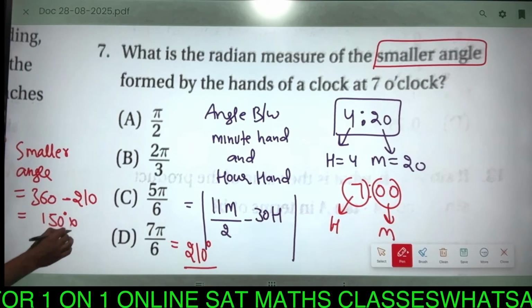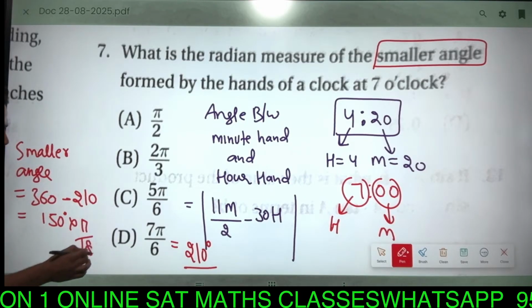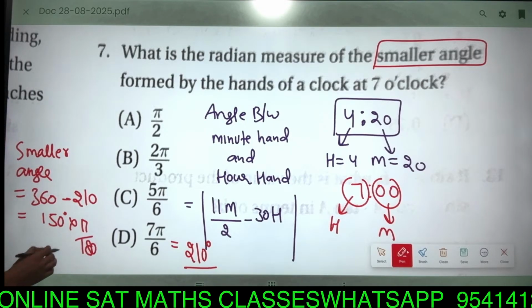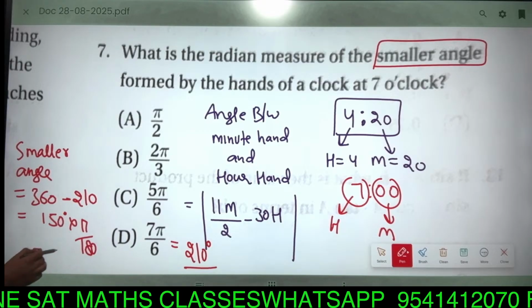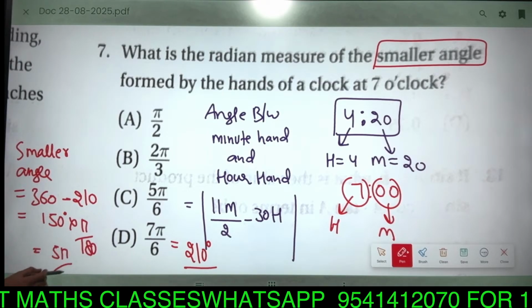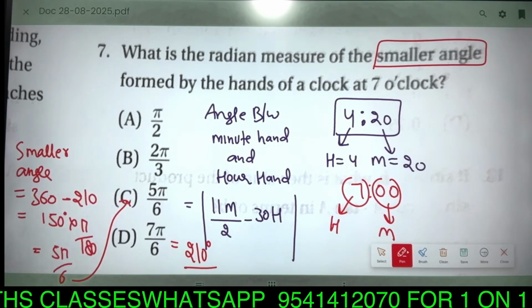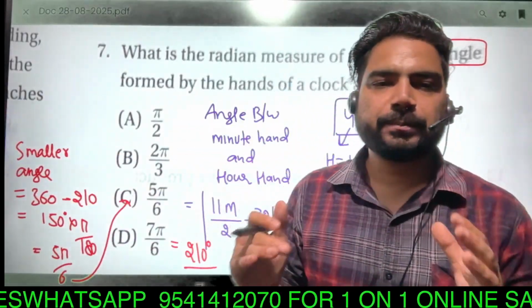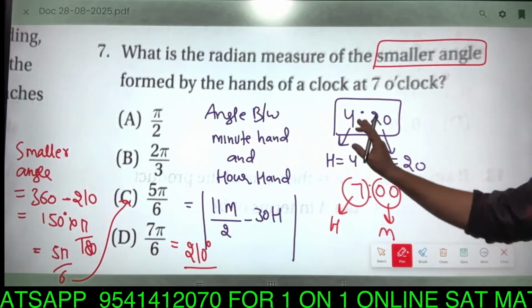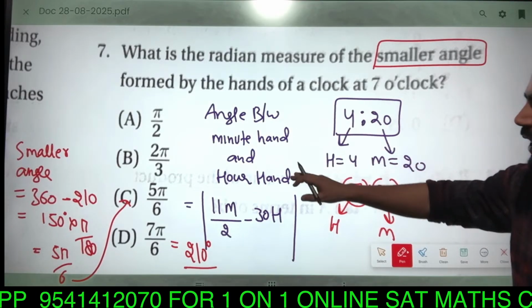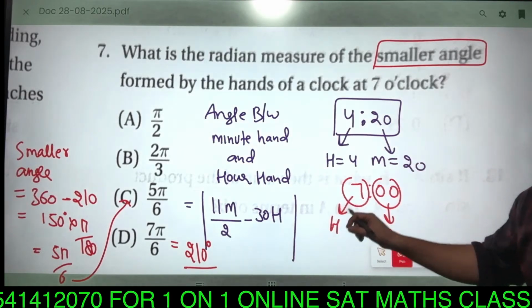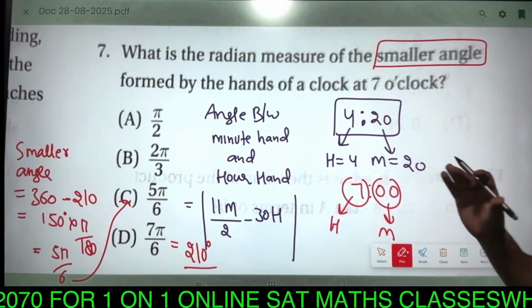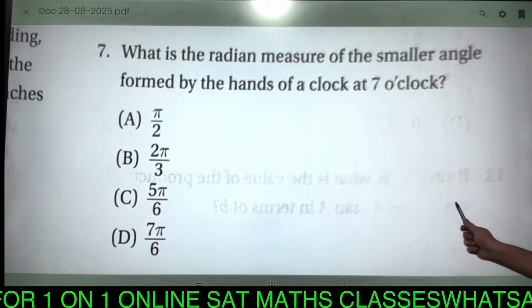We will multiply this angle by pi by 180 to get the radian measure, and the answer will be, you can see 0 0 cancel, and 5 pi by 6. Answer will be 5 pi by 6. C option will be the correct answer. So by this method we can solve. This is a brilliant shortcut for finding the angle between minute hand and hour hand: 11 m by 2 minus 30 h. Okay, easy. Moving on, eighth question.